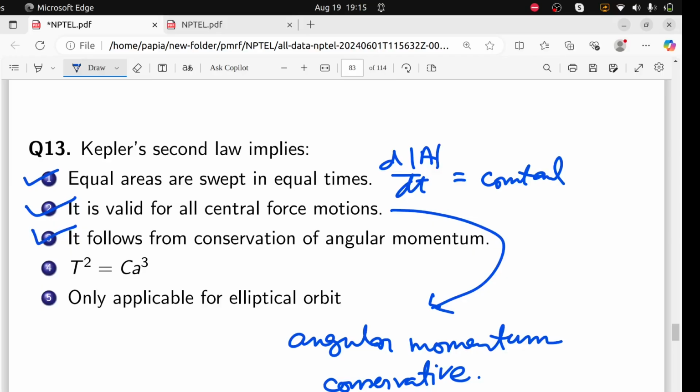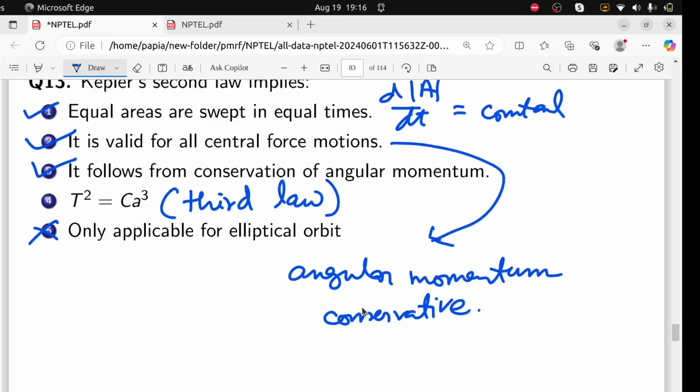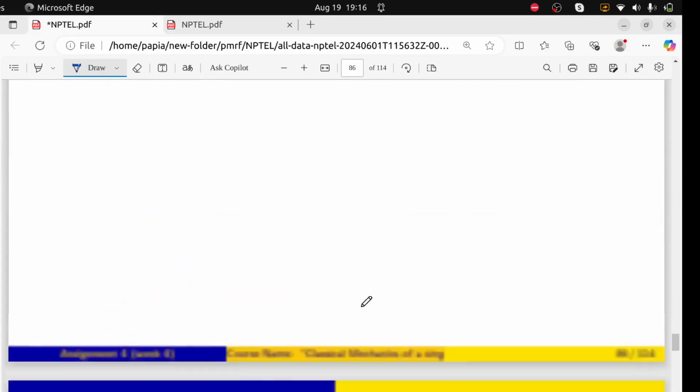T squared equals c a cubed. Okay, that is not coming directly from the second law. The second law is not implying that one, it is implying the third law. Only applicable for elliptic orbit? No, that is not correct. So equal areas in equal times is correct. It is valid for all central force motions, that is correct. It follows from conservation of angular momentum, that is also correct. T squared equals c a cubed is for the third law, it is not coming from the second law. And only applicable for elliptic orbit is also not correct. It is applicable for all the central force motions.